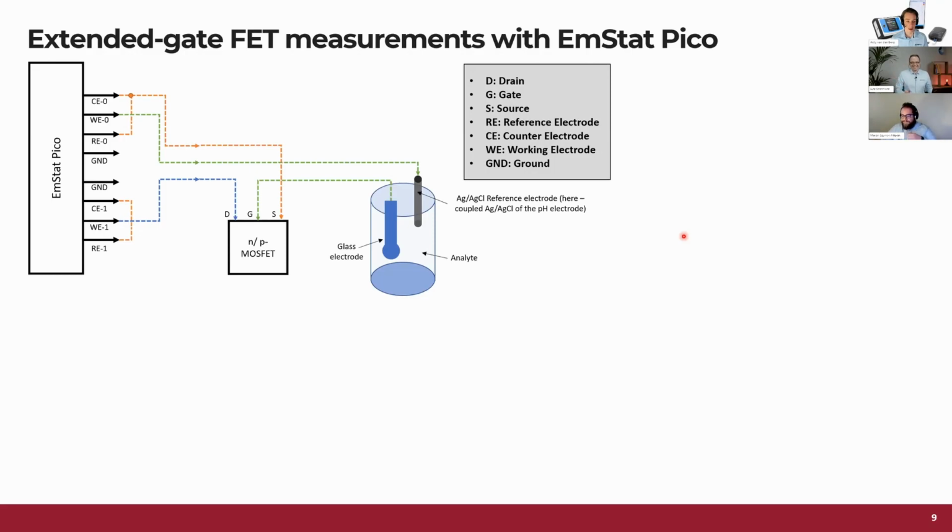Should. Yeah, Marcin, this sheet also shows another question that some people find confusing. The CE of channel 0 and the RE of channel 0 are short-circuited together. Could you explain a bit why you did that?